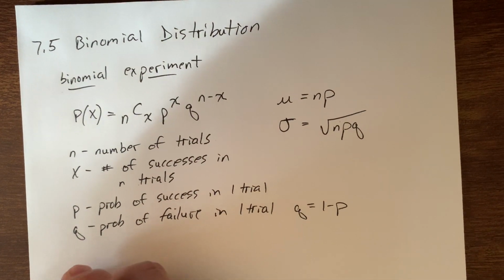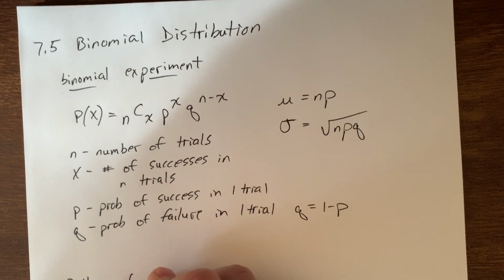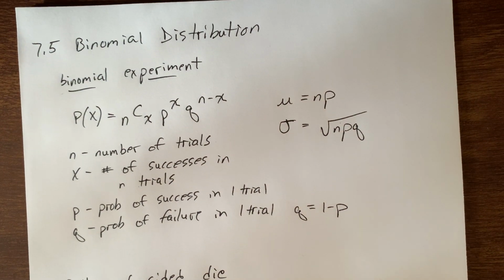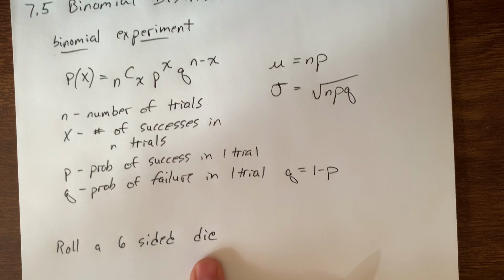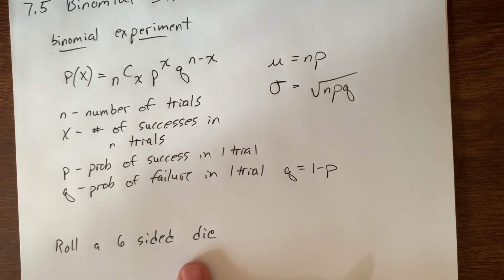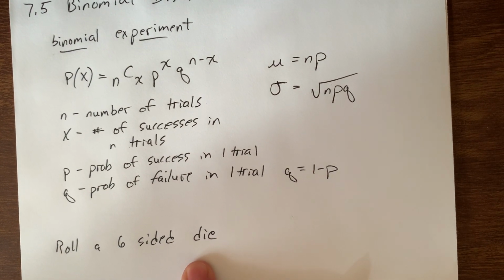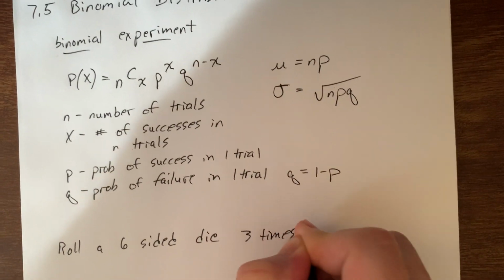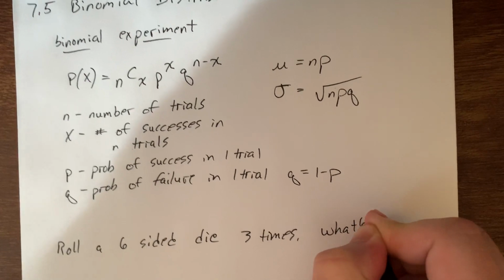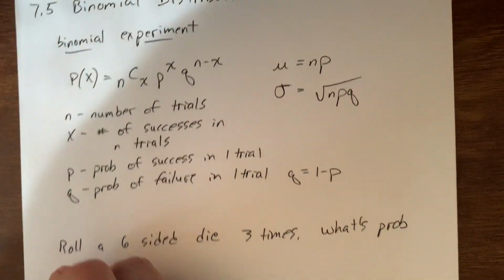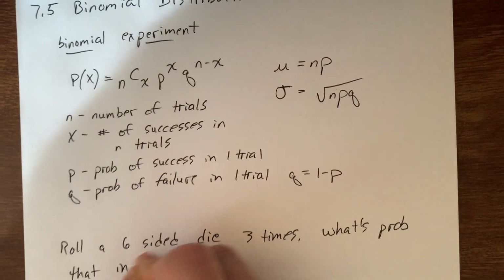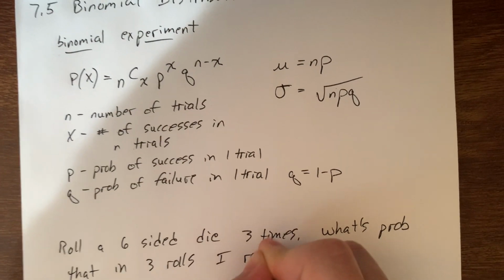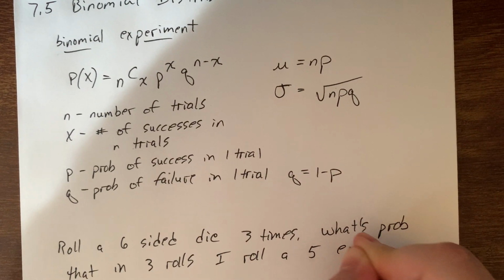I'm going to roll a 6-sided die. I've been using the dice situation, and here again, we're only going to roll one die. So I've been using this for a bunch of examples. Let's stick with that one more time. We're going to roll this die 3 times. What's the probability that in 3 rolls, I roll a 5 one time? Exactly one time.